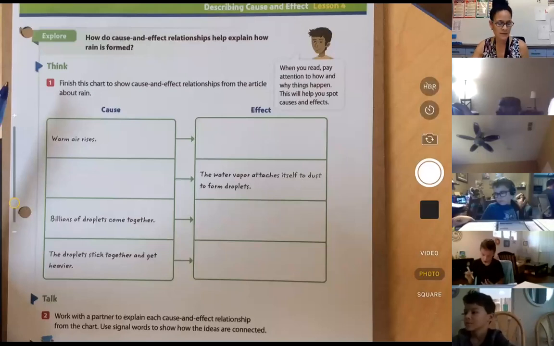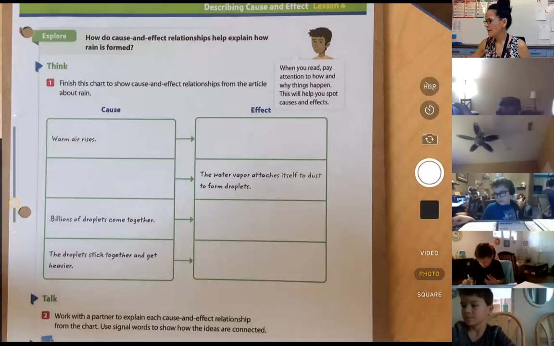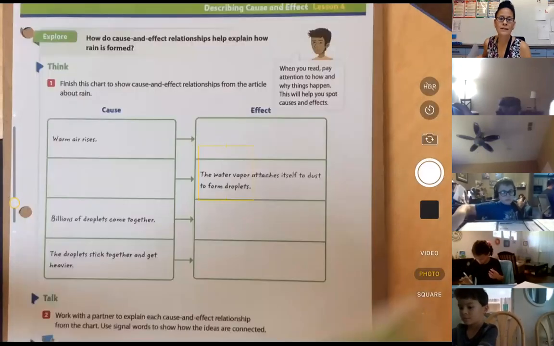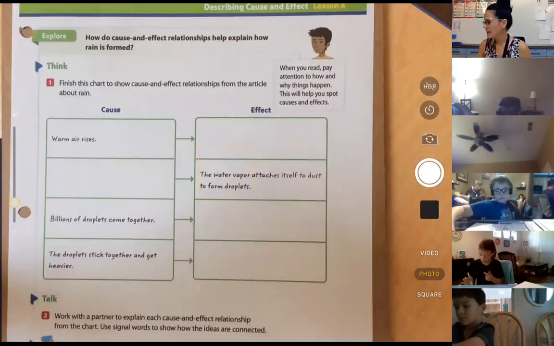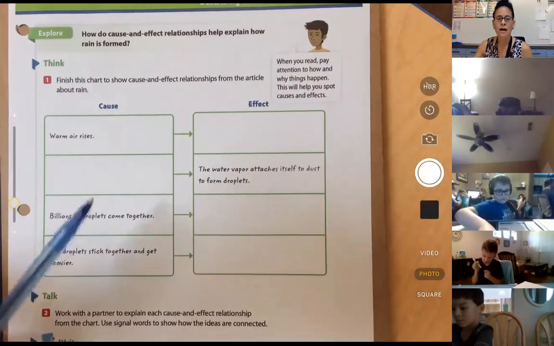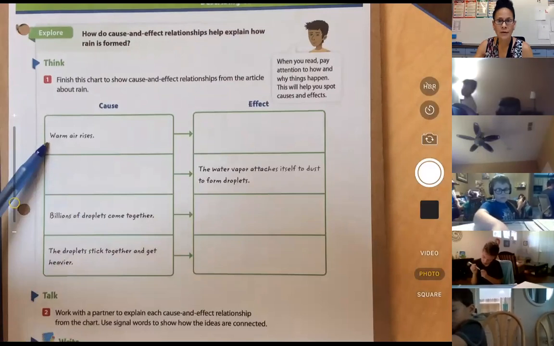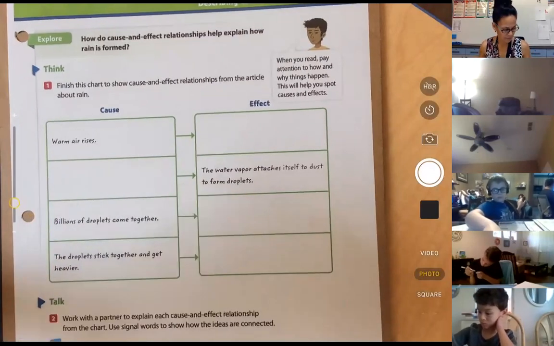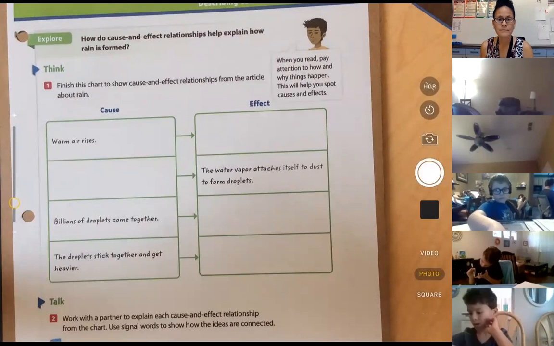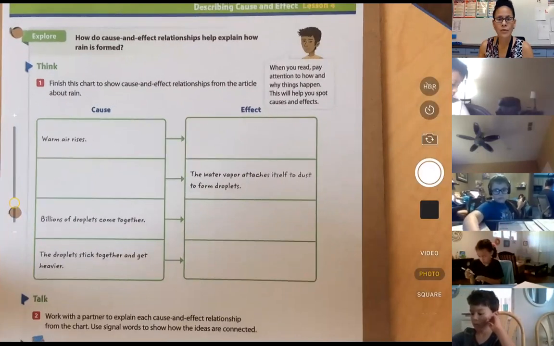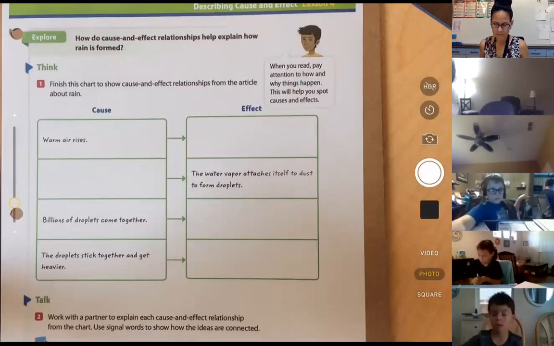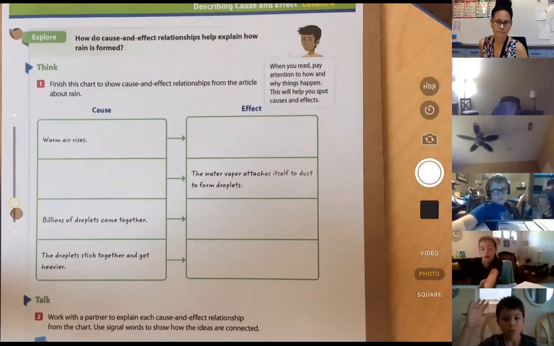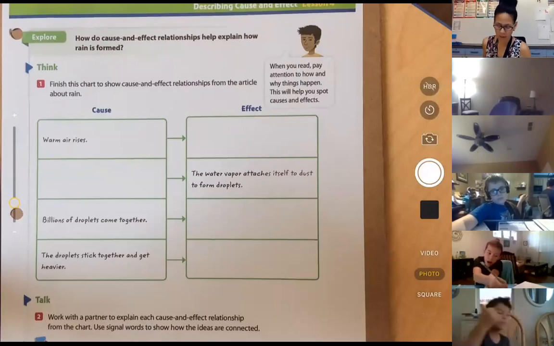All right, everyone. So again, after referring back to this article and its features, we are going to be filling out this organizer with cause and effect. So let's take a look at this first cause. Warm air rises. So what is the effect of that? When warm air rises, something happens to the air. The air cools off. It cools down.